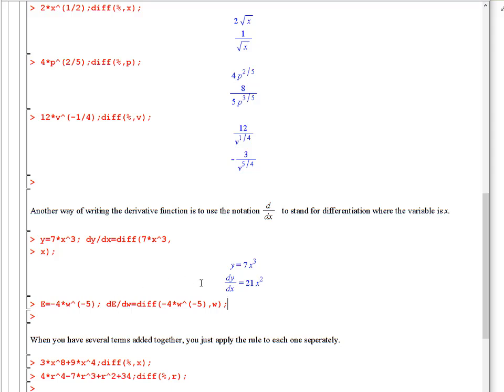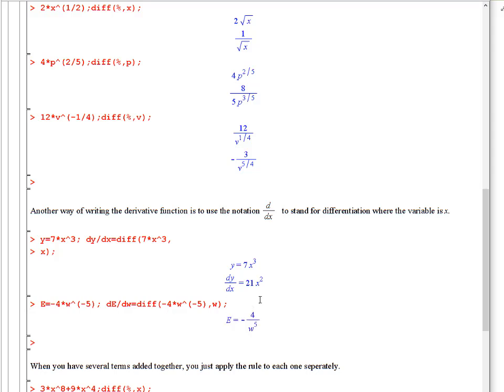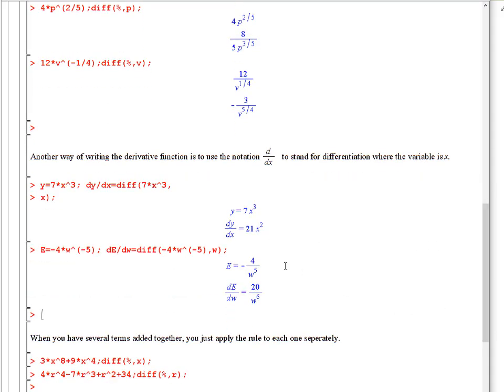And finally, just to show how this works when you have different letters. So if e is equal to minus 4 times w to the power minus 5, so perhaps e could be some sort of exports or something, and w could be welfare or wage rates. So here's a connection between these two, and you can differentiate it like this. So if e is equal to negative 4 divided by w to the power 5, then dE by dW is equal to 20 over w to the power 6, using the same rules as above.